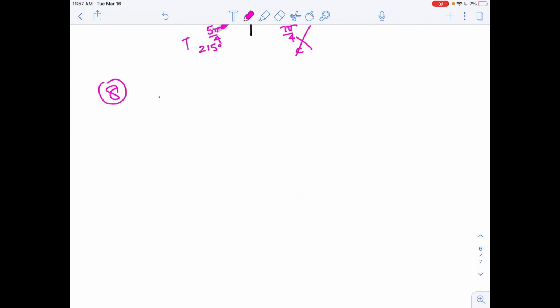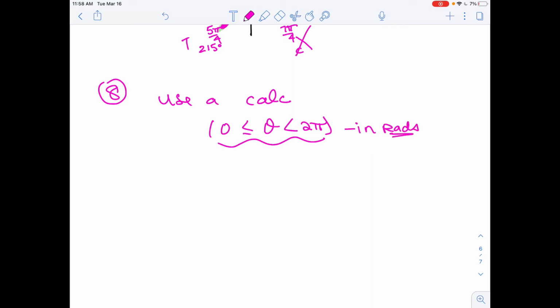So number 8 says use a calc to approximate the 2 values of theta in radians between 0 and 2 pi. So when they tell you this, by the way, this is your hint that they want it in radians, okay? For which the cosecant theta equals 1.030. Round your answer to 2 decimal places.